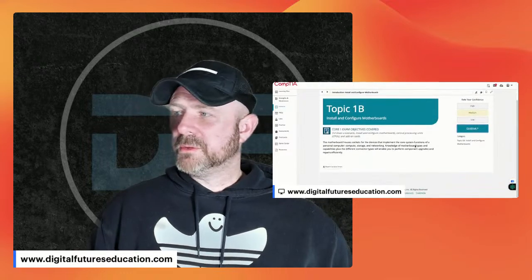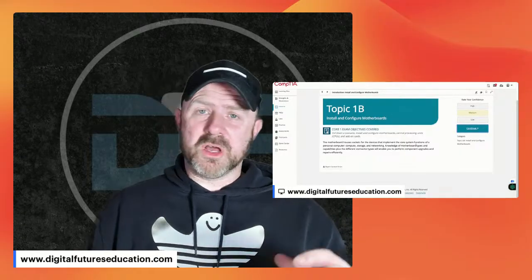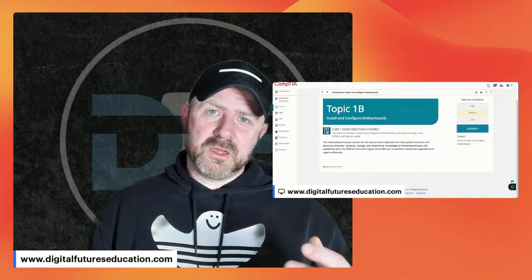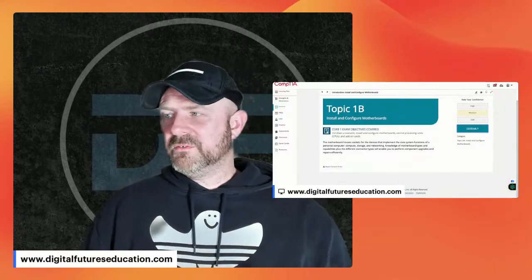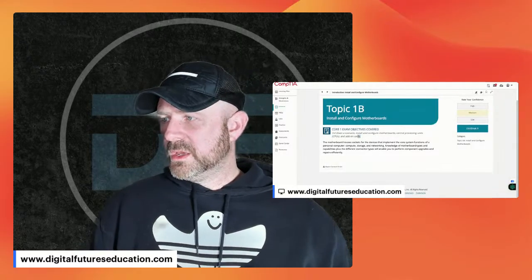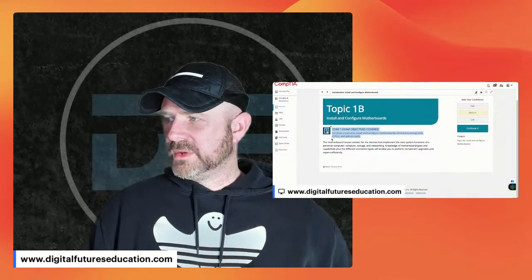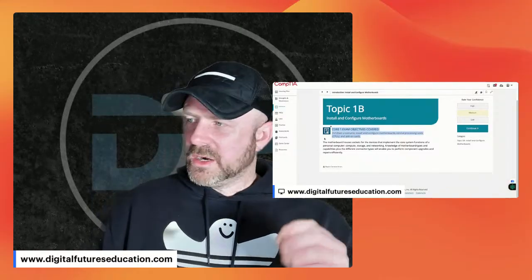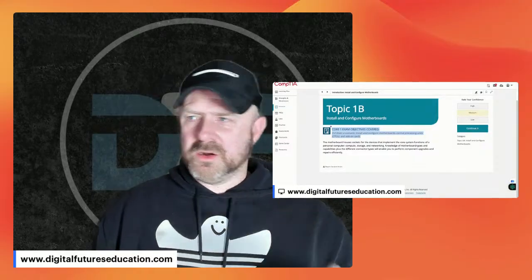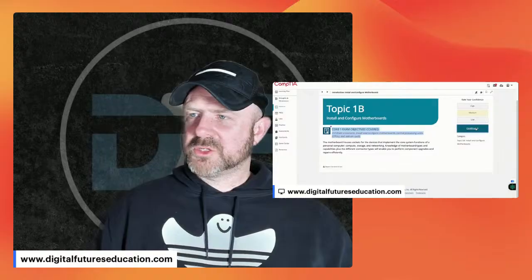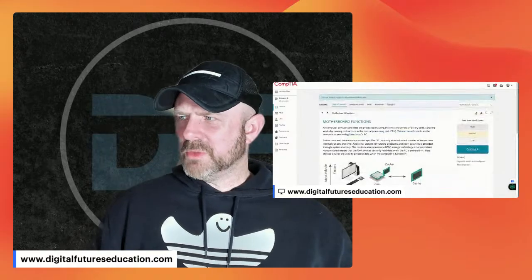And then we move into topic B, and that is building on the understanding of those cables. Now we're going to look at the motherboard itself. So the exam objective covered here is, given a scenario, install and configure motherboard, central processing units, and add-on cards. So we're going to get a little deeper into the actual components of the motherboard.